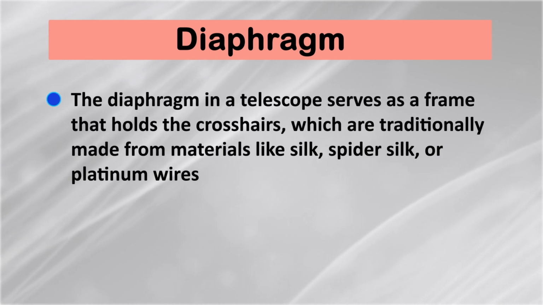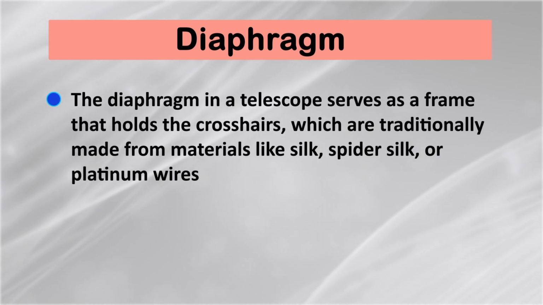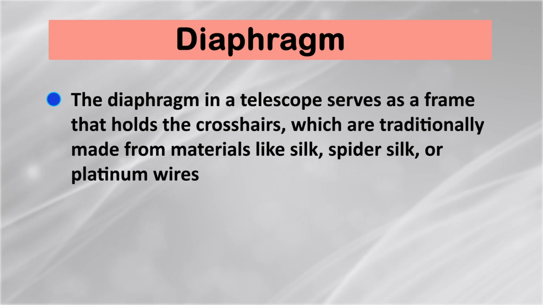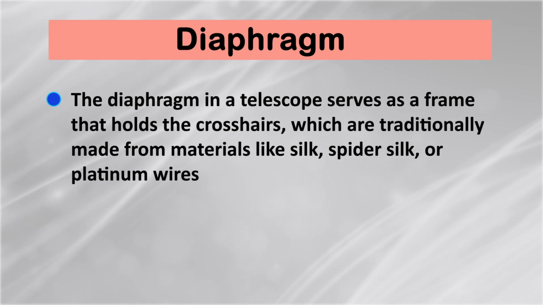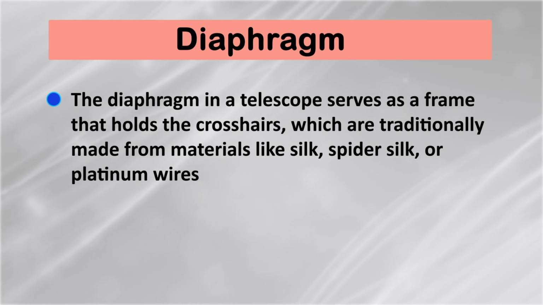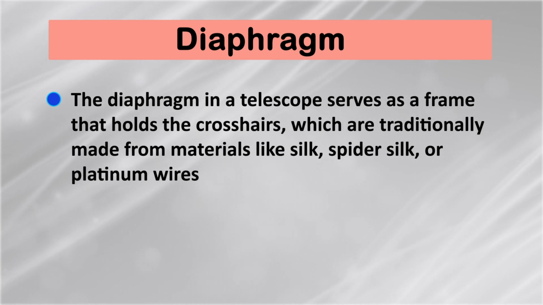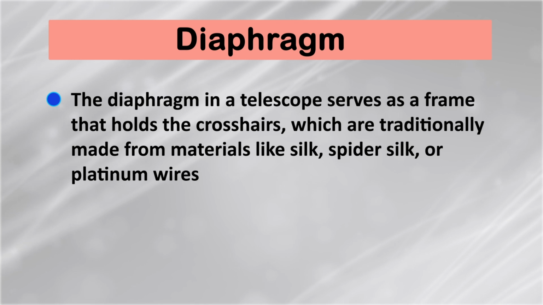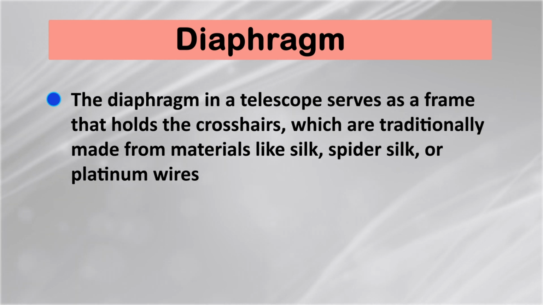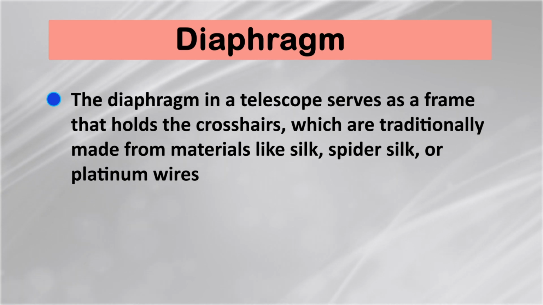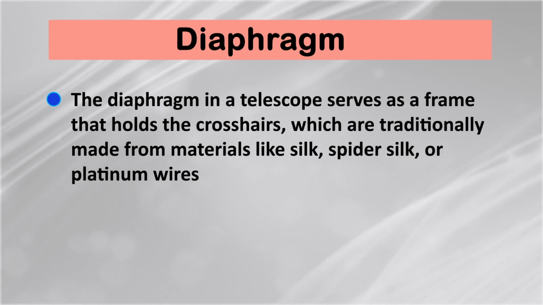The diaphragm in a telescope serves as a frame that holds the crosshairs, which are traditionally made from material like silk, spider silk or platinum wires. It is positioned so that the image formed by the objective lens appears at this plane.